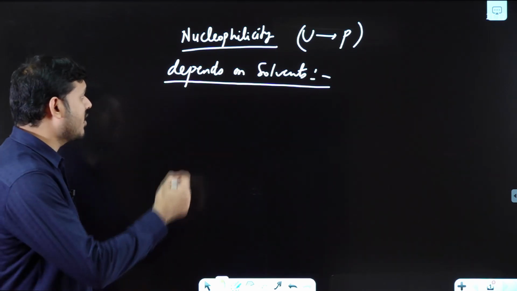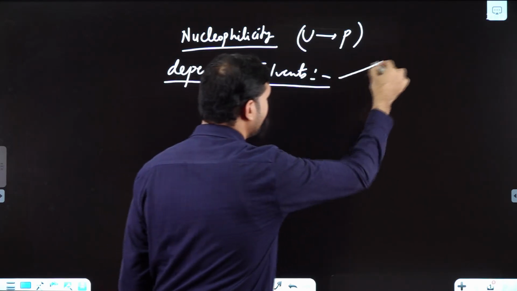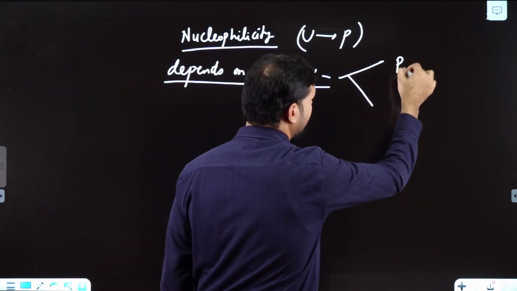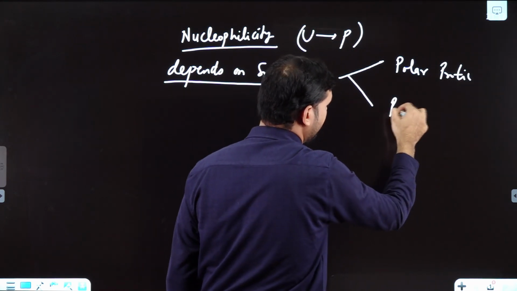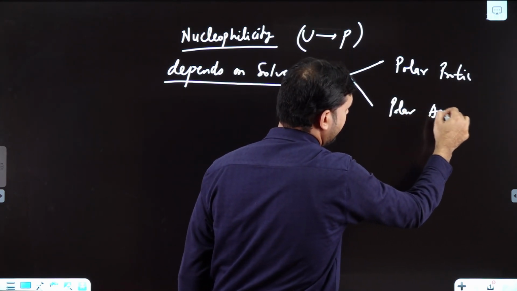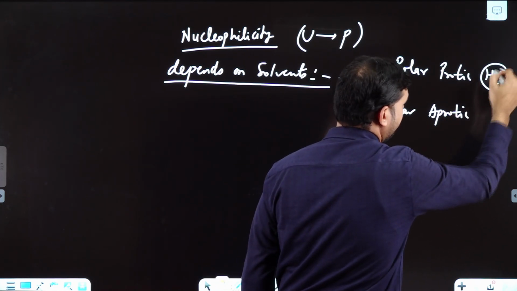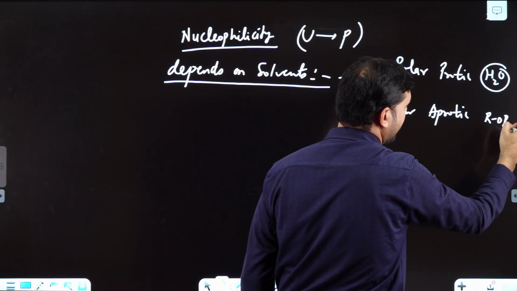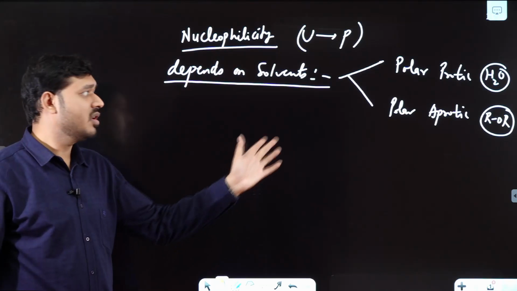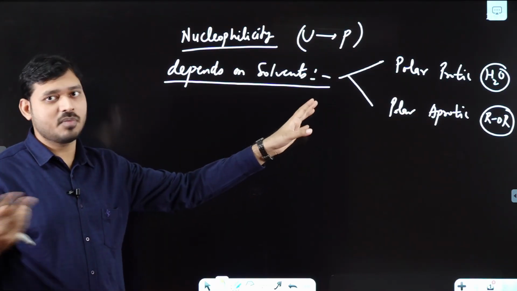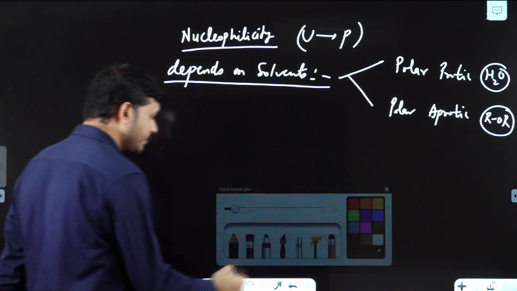Now understand, the solvent will be polar protic or polar aprotic. Polar protic is just like H2O and polar aprotic is just like ROR, ether. I have discussed polar protic, polar aprotic and non-polar solvents in my last video. Everything has been discussed in detail. Here I am just telling what happens.